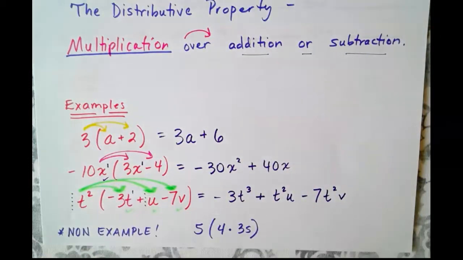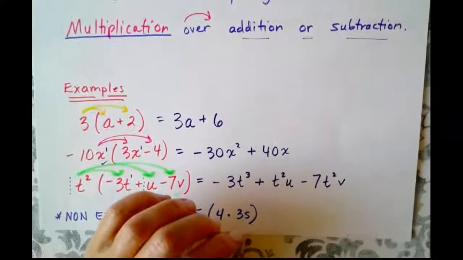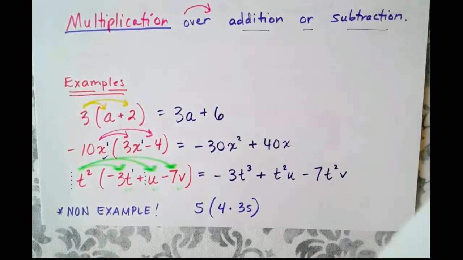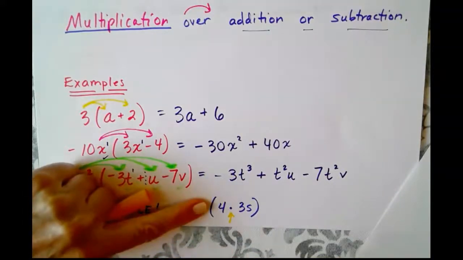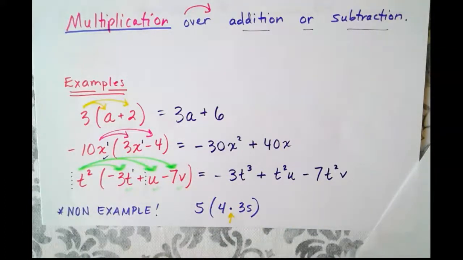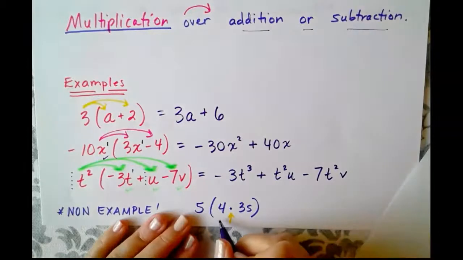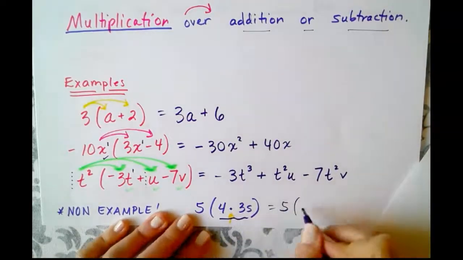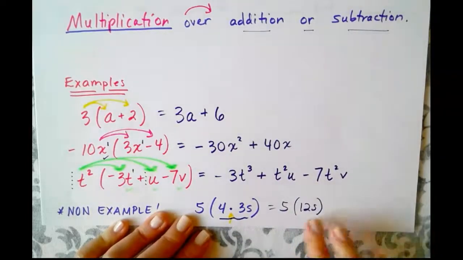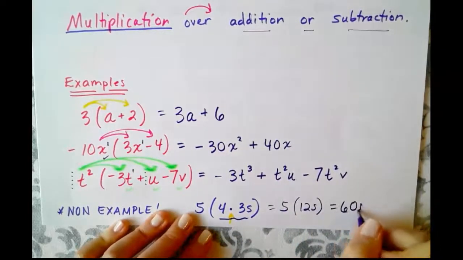So last thing I have on the paper today is a non-example. And this is a non-example because this is just straight multiplication. This quantity inside the parentheses is multiplication. So there's no distributing the 5 here. In this case, we would just follow the order of operations, which would tell us to do what's inside the parentheses first. 4 times 3s is 12s, and 5 times 12s is 60s.